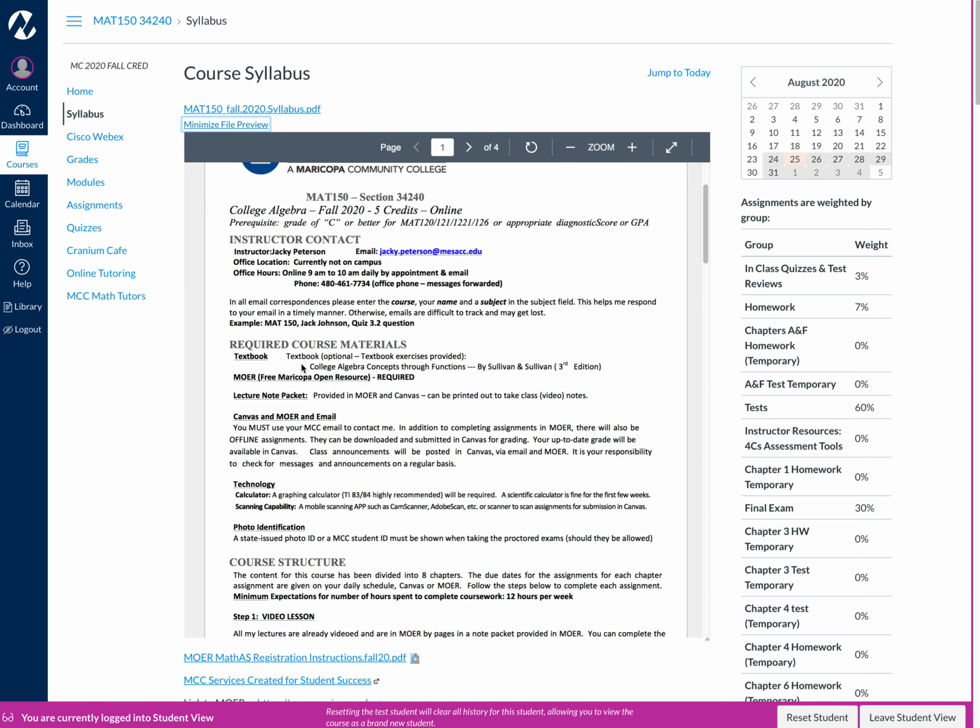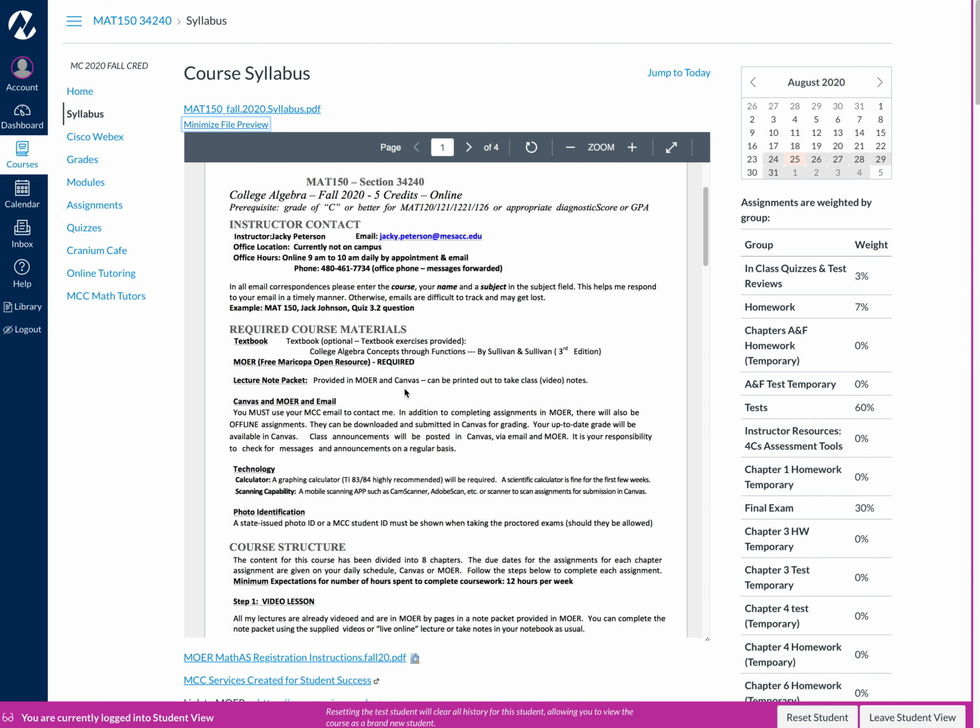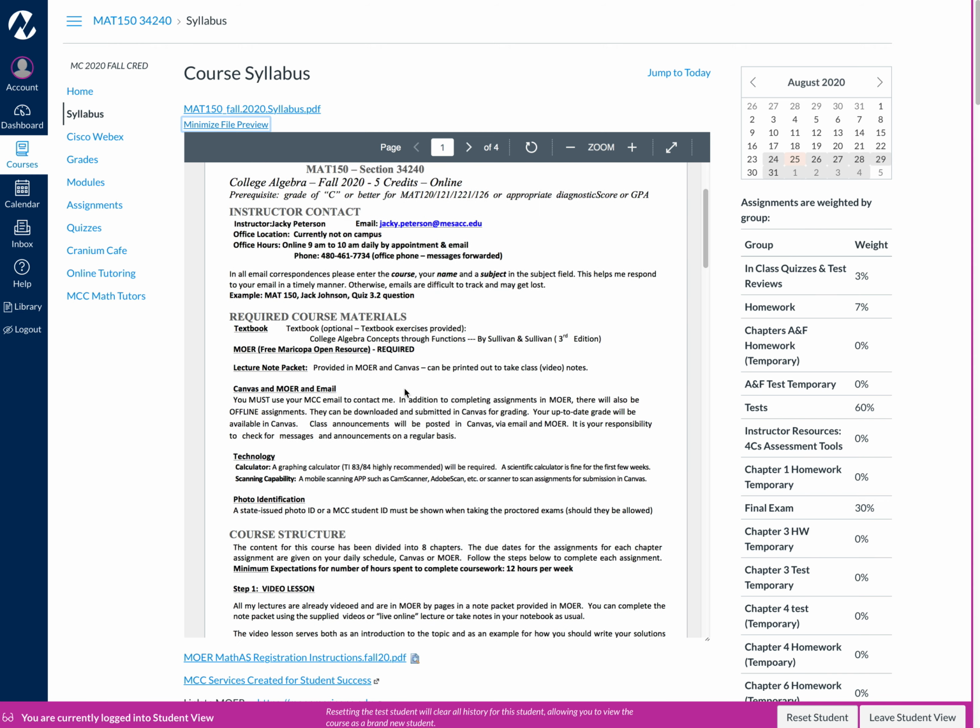I have the required materials. The textbook I have as optional because I provide you with the textbook exercises. This is that textbook, and of course the homepage gives you the ISBN number. You're going to be required to use MyMathLab. It is that free Maricopa resource, so you're not going to have to pay for that at all. Note packet, I sent you this already as I did the syllabus and the schedule, and so we will be starting on that on the 25th in terms of lectures in class.